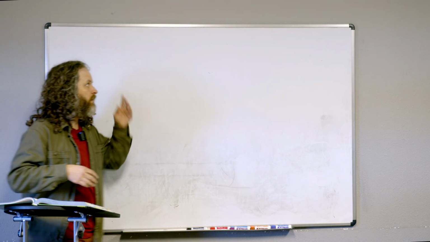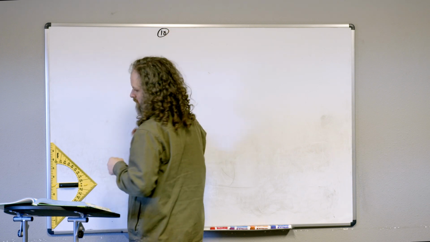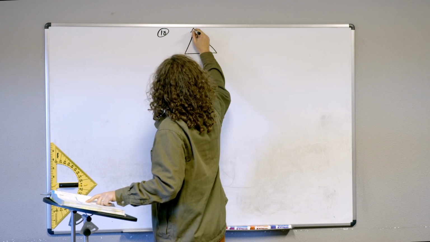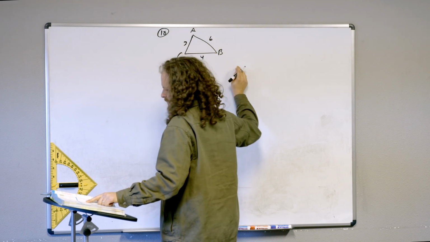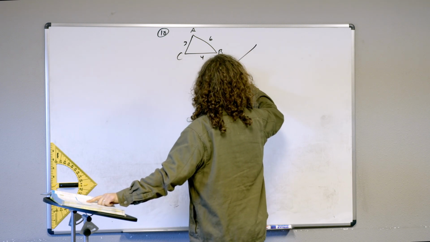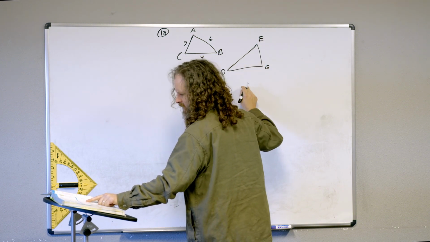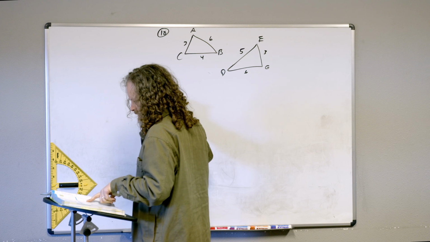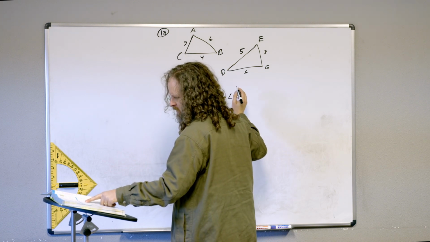Okay, so on number 10, it is ACB, which has 6, 4, 3, and EDG, which has 6, 5, 3, and we're supposed to compare the measure of angle BAC and the measure of angle DGE.